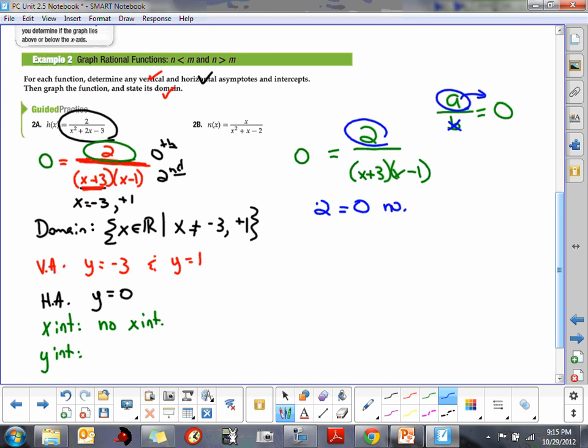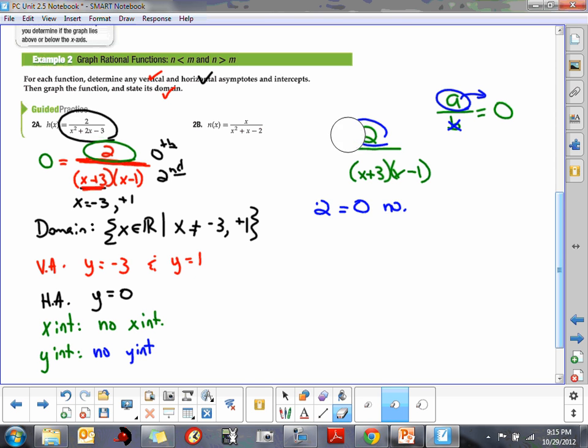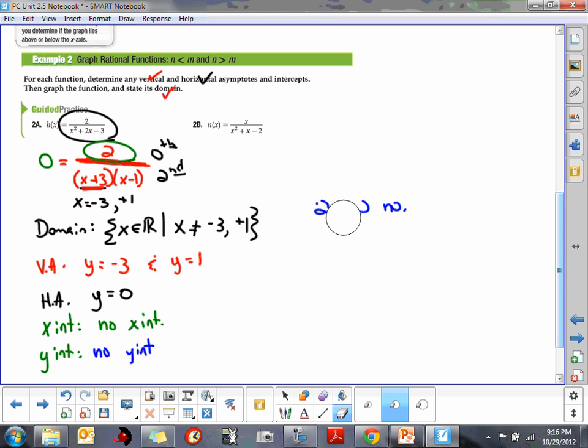So that means there's no y-intercept. So there's no x and no y-intercept on this graph. Now in rational functions, if you have the horizontal asymptotes, the vertical asymptote, and you have the x and y intercepts located, then you basically can draw a rough sketch of this graph. So now we want to draw a rough sketch of this.